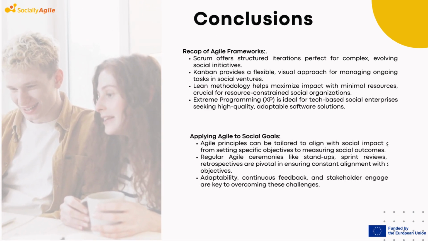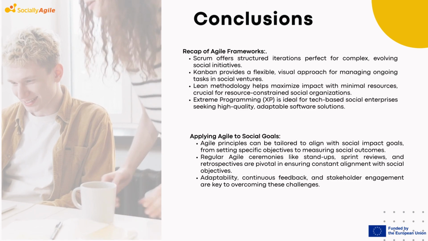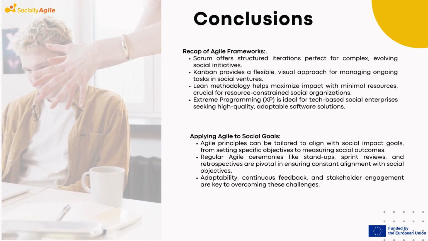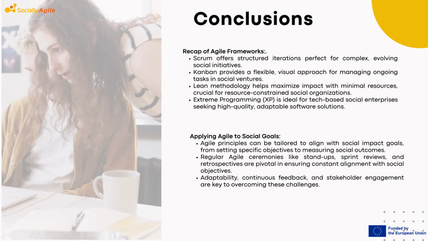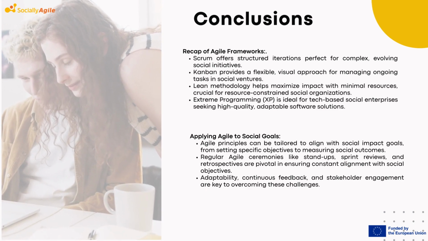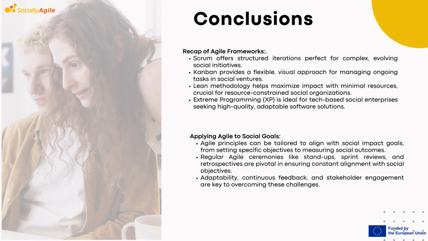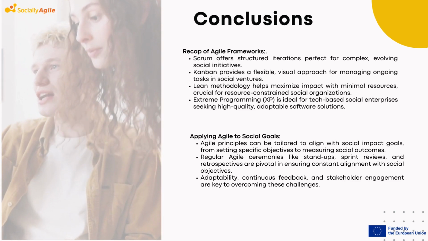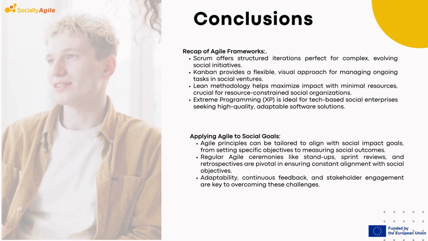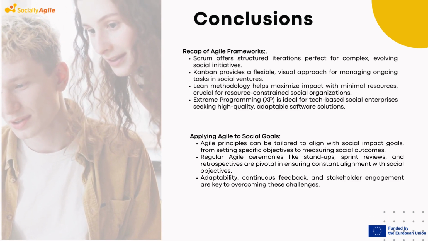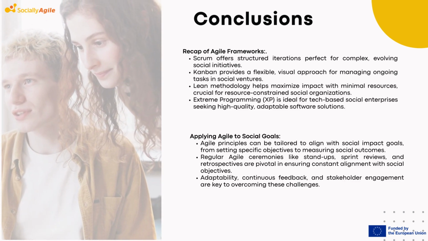We've also seen how these methodologies can be tailored to align with social impact goals, from setting specific objectives to measuring outcomes. Regular agile ceremonies like stand-ups, sprint reviews, and retrospectives are pivotal in ensuring constant alignment with social objectives. The adaptability, continuous feedback, and stakeholder engagement inherent in agile methodologies are key to overcoming challenges in the social sector.